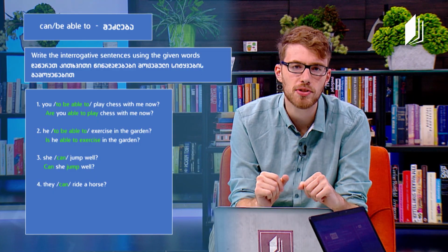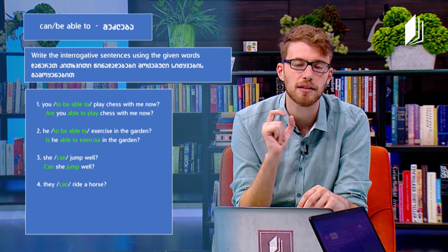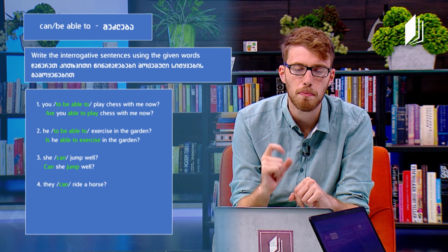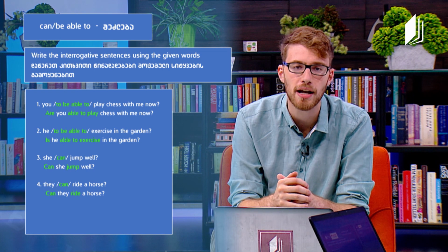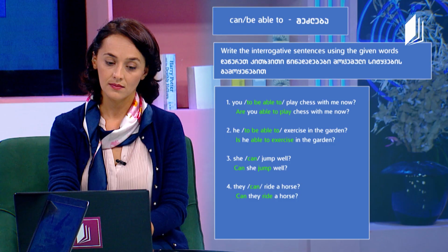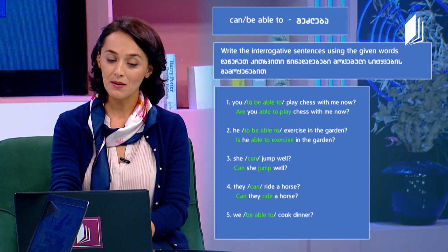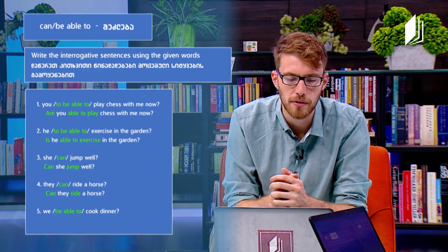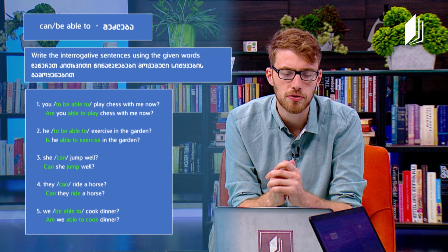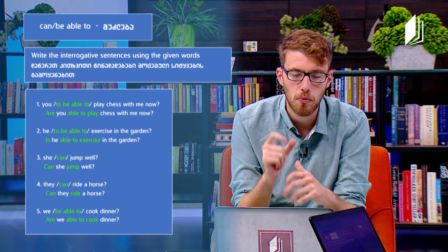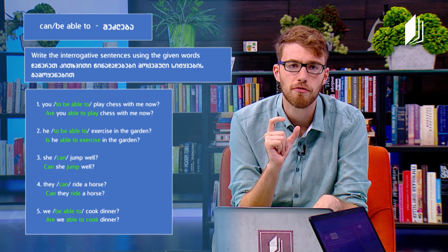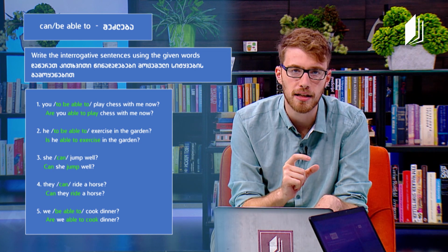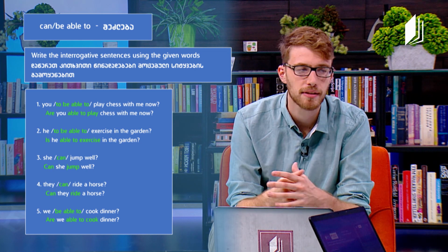And the next one, they can ride a horse. And of course, add the can to the beginning of the sentence. So make it, can they ride a horse? We be able to cook dinner. Oh, I can do this one. Are we able to cook dinner? So we needed to have the verb to be at the beginning instead of can. Well done, and I hope you are also doing quite well.